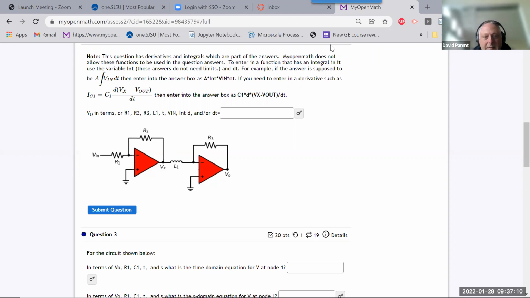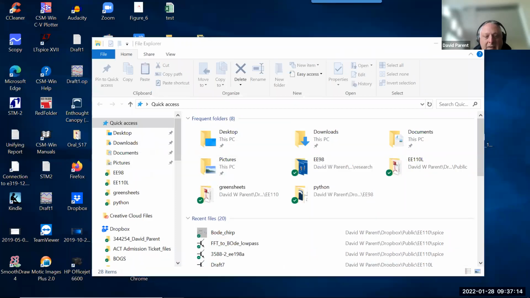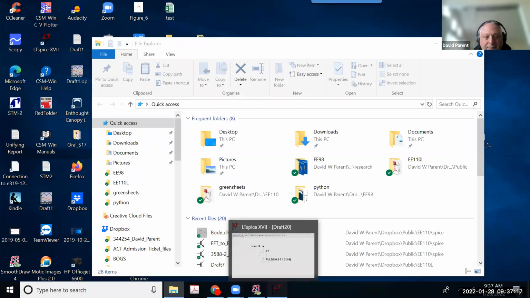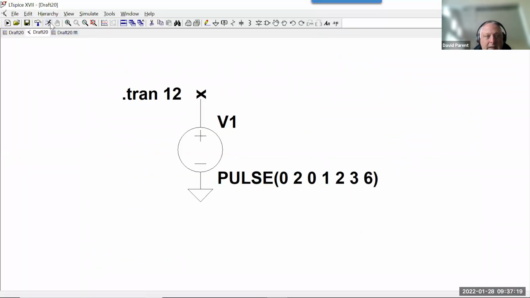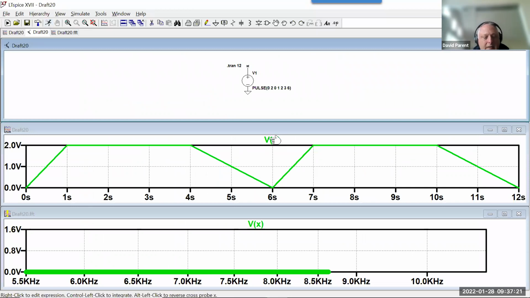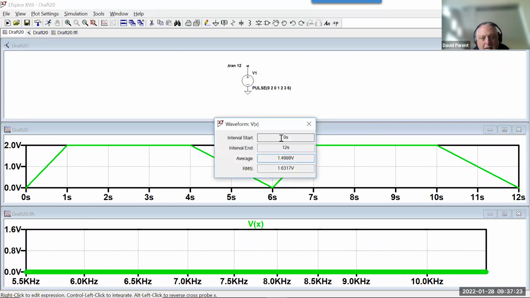Can you show the RMS value? Oh, you just want to check the value? All right. So maybe some of you are a lot faster than I am. .6317.